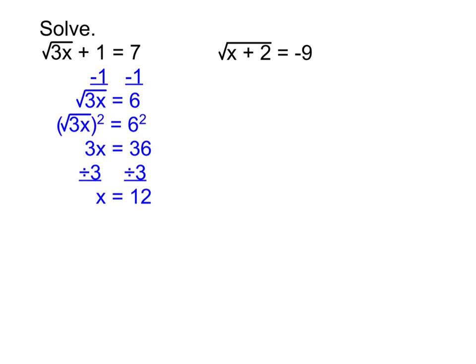All right, now on to our second problem on this page. Well, the square root is already by itself, so if you square both sides, you end up getting x plus 2 equals 81. Then we subtract 2 from both sides. You got x equals 79, but there's a small problem with this answer. It's wrong.